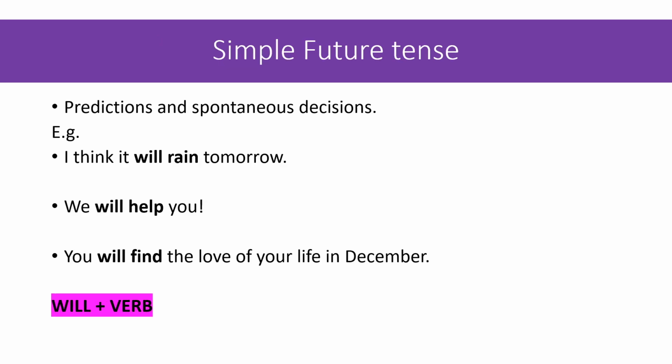The simple future tense. These are predictions and often spontaneous decisions. So, I think it will rain tomorrow. We will help you. You will find the love of your life in December. A way to remember it is will plus your verb.